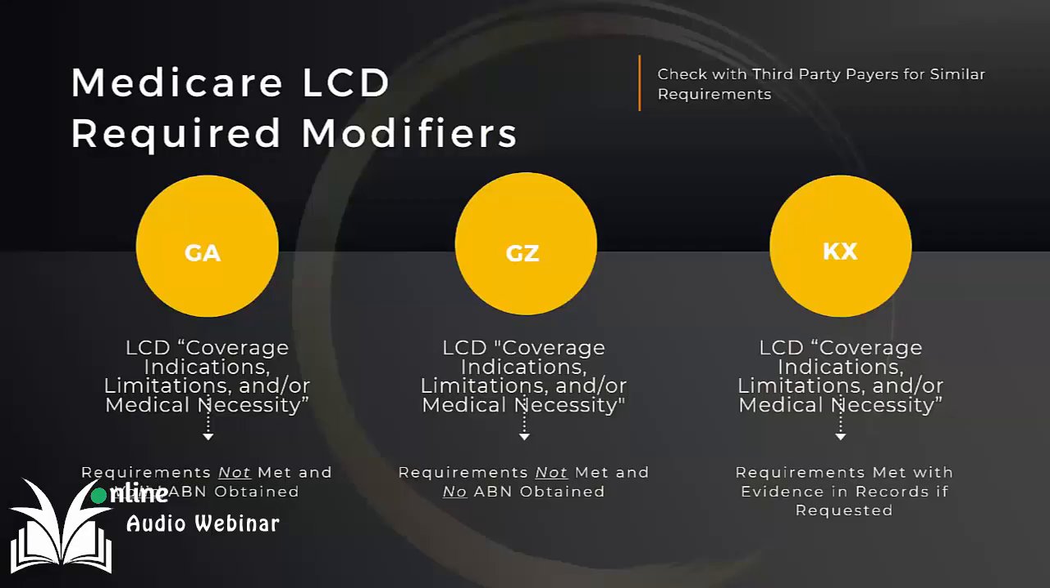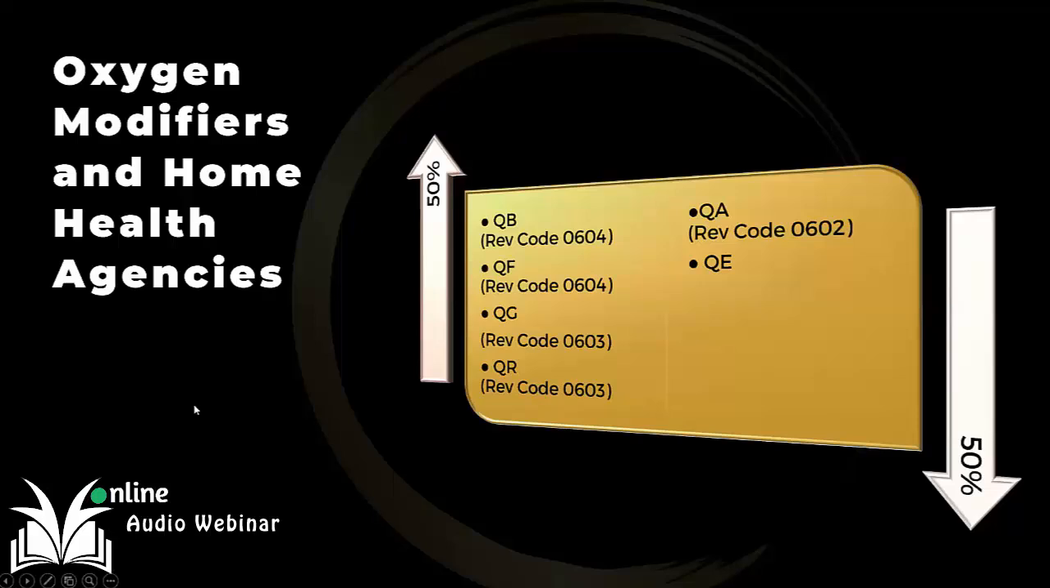So what are some other Medicare LCD modifiers that you could see? You could see the GA, the GZ, and the KX. What about home health agencies? So there are certain modifiers tied to certain revenue codes that are going to give you an increased reimbursement of 50%, such as your QB, QF, QG, and QR modifiers. And then you can have other modifiers like the QA and QE that will reduce your payment by 50%. And then you can have modifiers that change, LTRT.